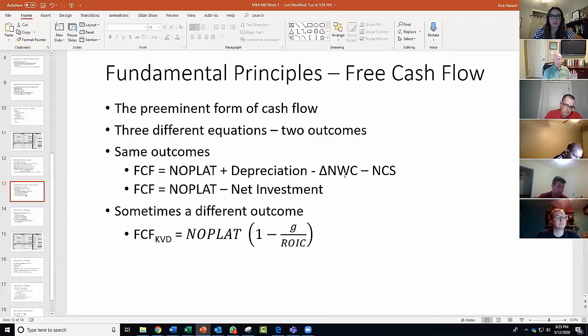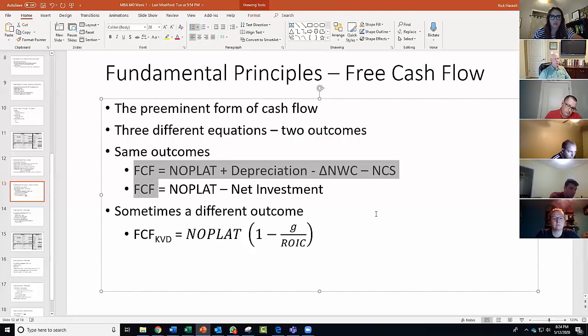It just so happens that you get the exact same outcome when you take NOPLAT minus net investment. And I'll explain net investment in a moment, just as I'll explain these other terms, change in net working capital and net capital spending. These 2 equations, if you do them correctly, should give you the exact same outcome.